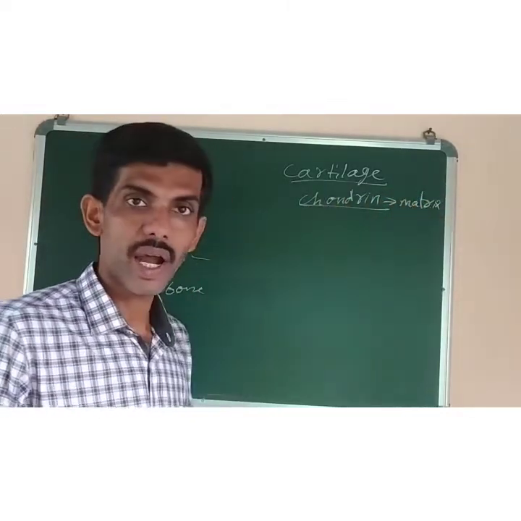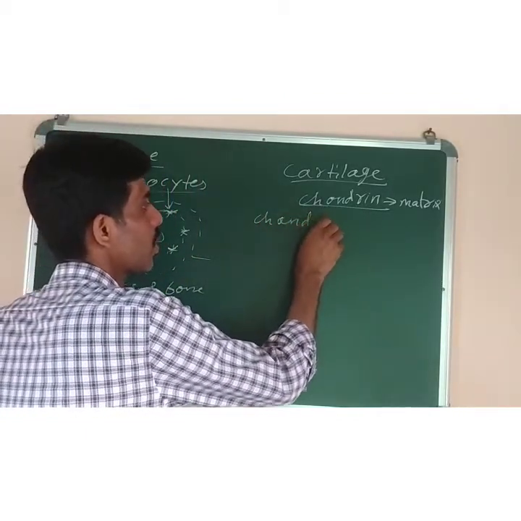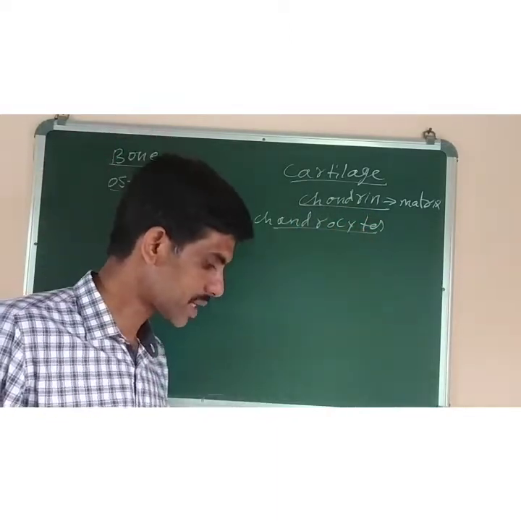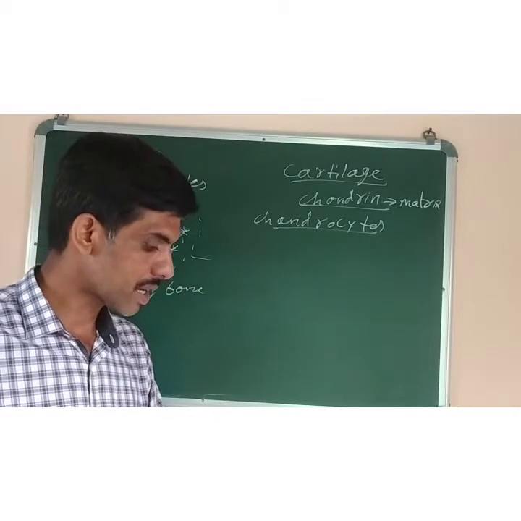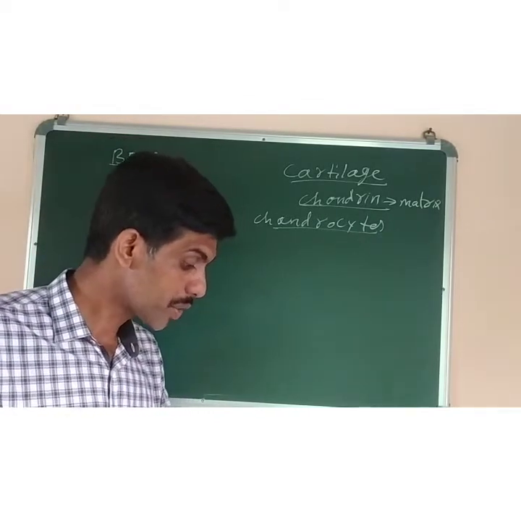Okay, and cartilage cells are called chondrocytes. Chondrocytes are the cartilage cells. Now next is the perichondrium. Cartilage is covered by a fibrous membrane which is called perichondrium.